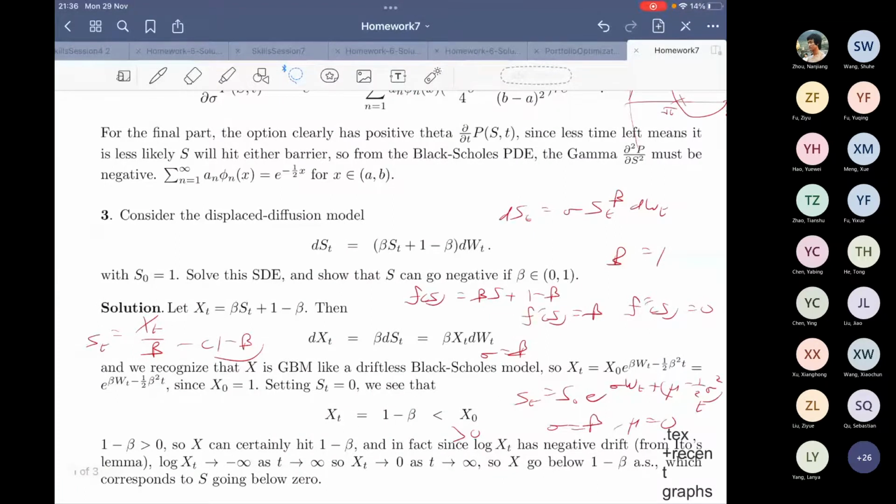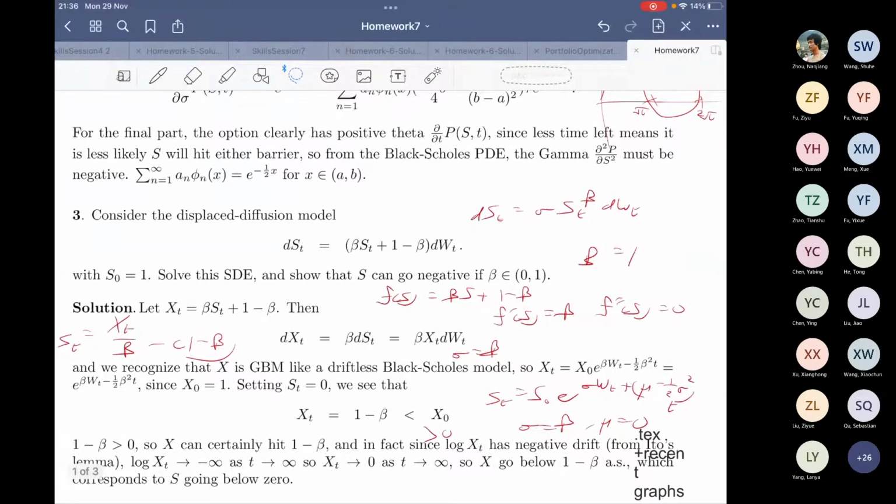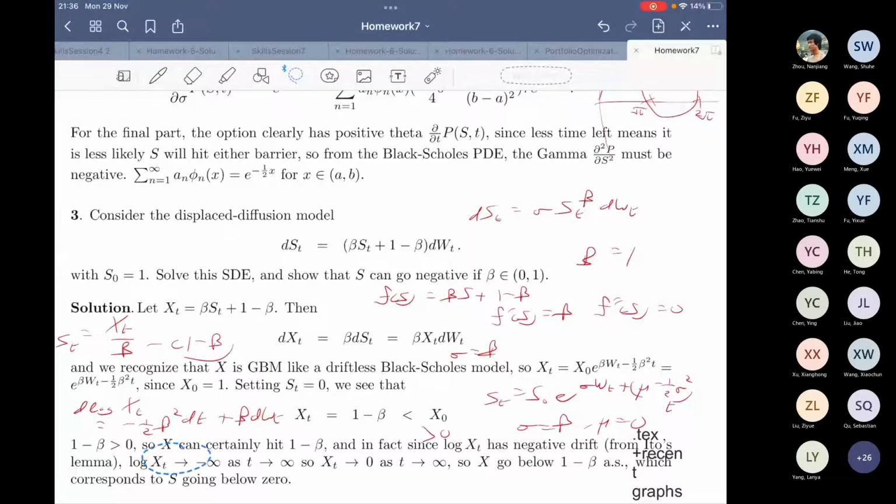So the log of xt tends to minus infinity because log xt has a negative drift. Specifically, d of log of xt would be minus half beta squared dt plus beta dwt. The rule is always that it's the original drift minus a half times the volatility squared. That's how I'm able to remember that without actually going away and proving it. So the log of xt tends to minus infinity because this has an overall negative trend.